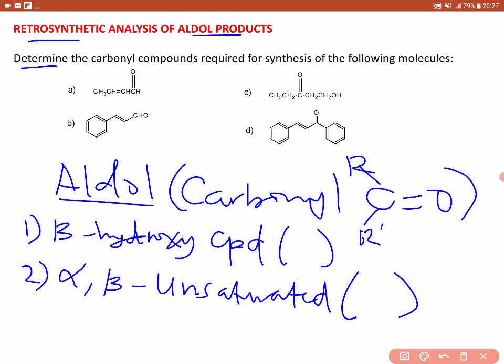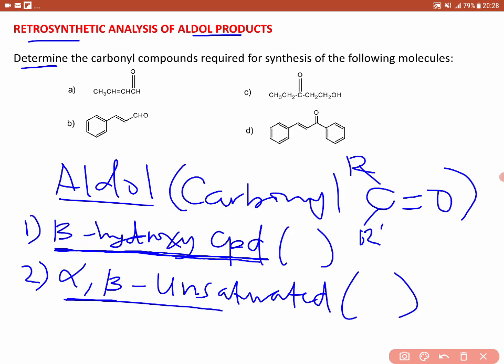And we also need to remember that this alpha beta unsaturated compound is obtained when the initial beta hydroxy compound undergoes dehydration. When we have the actual aldol product, which is the beta hydroxy compound, if the compound undergoes dehydration, which is a loss of a water molecule, then what is formed is an alpha beta unsaturated compound.